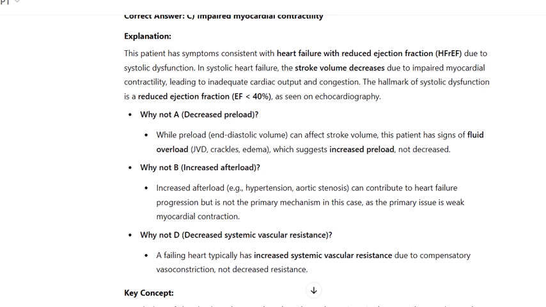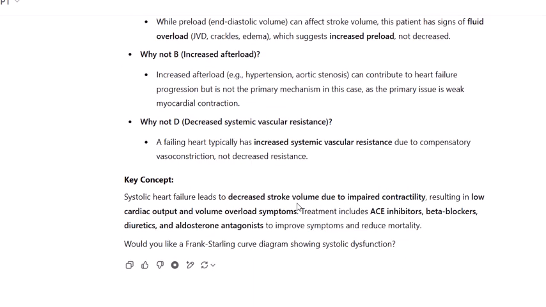Key concept: systolic heart failure leads to decreased stroke volume due to impaired contractility, resulting in low cardiac output and volume overload symptoms. Treatment includes ACE inhibitors, beta blockers, diuretics, and aldosterone antagonists to improve symptoms and reduce mortality.